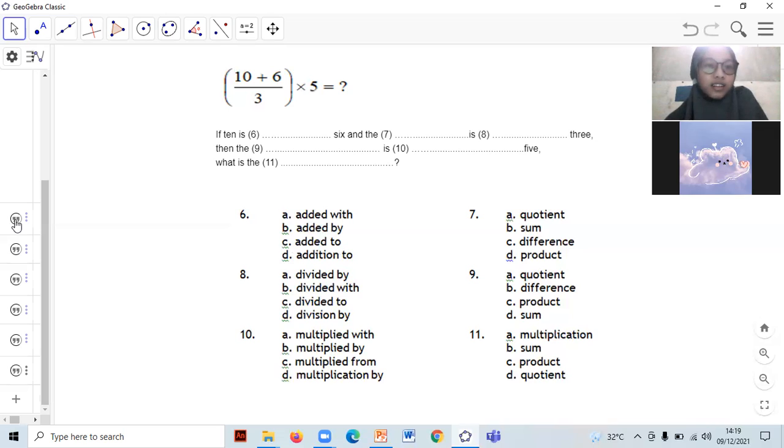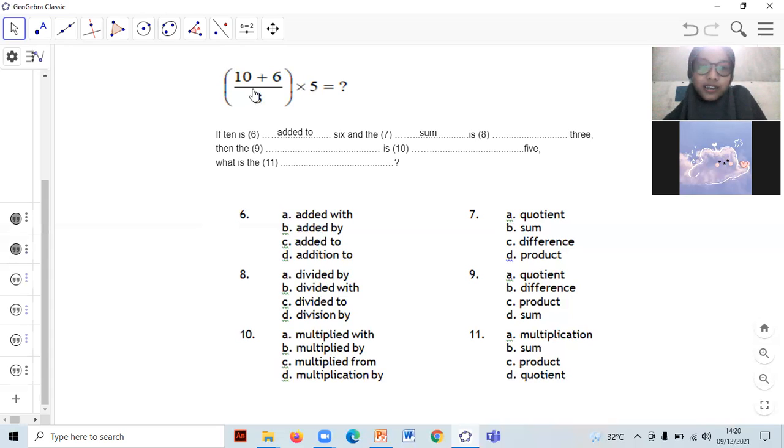We can see the answer. Yes, added to. If 10 is added to 6 and, okay, it's operation result of addition, and operation result of addition is sum, B. So for number 7 we can choose B, sum. So we can see the answer. Okay, sum.